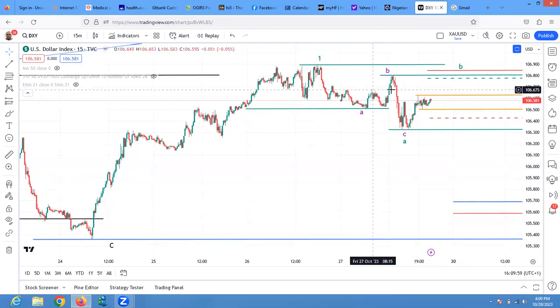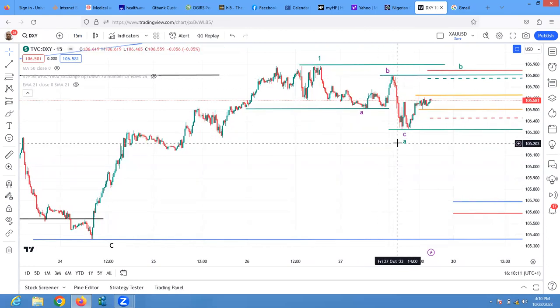And if you also look at this one, the last C also here, after this B, is also impulsive. So impulsive of B, impulsive of the last C, to give us an A. And if it's going to be a complex WXY, we'll see with time. But A, B, C to give us an A in the green. That is how to label it.